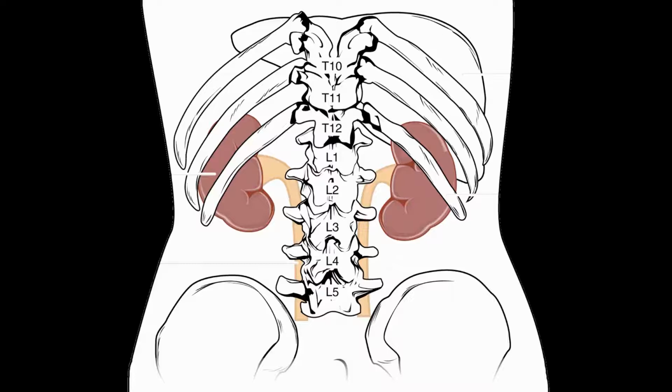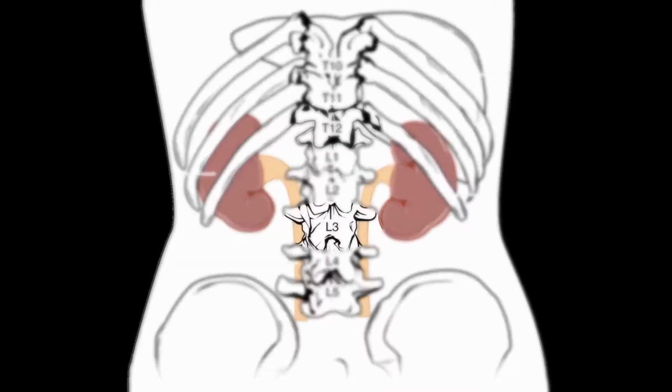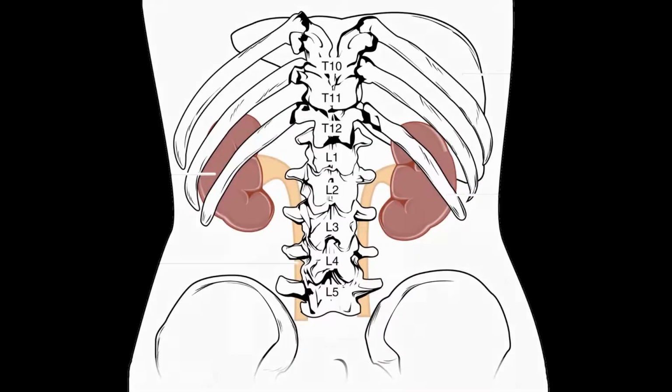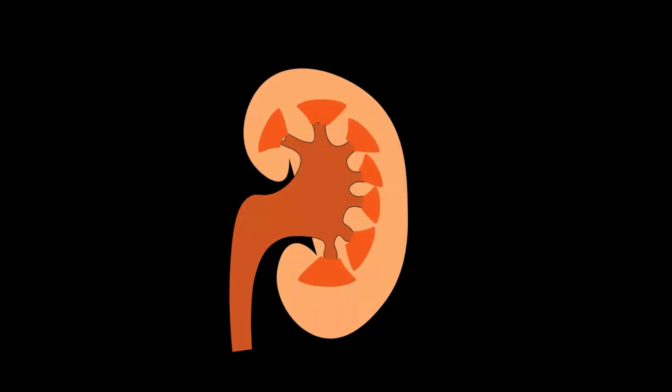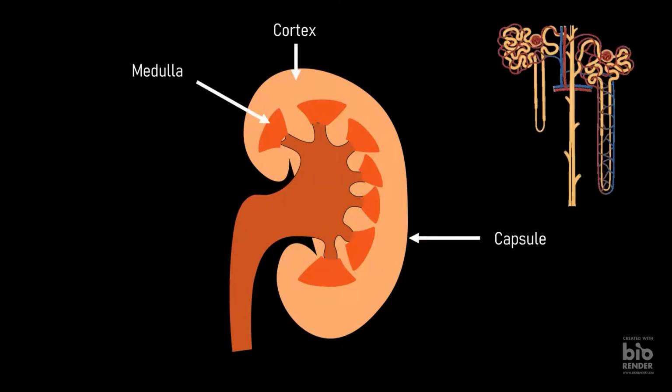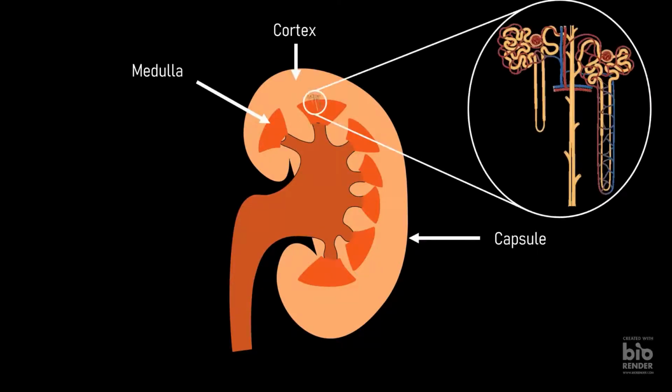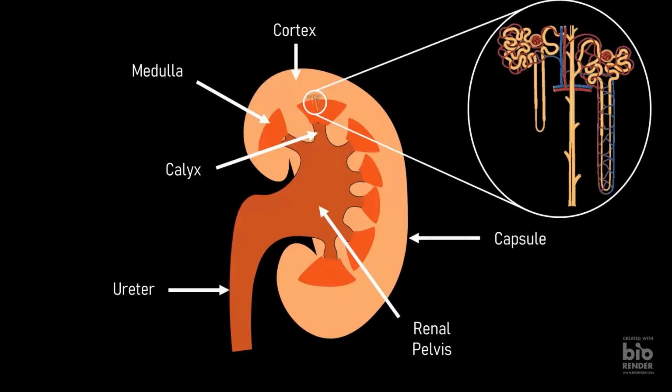They sit towards the posterior, between the 12th thoracic and 3rd lumbar vertebrae, and weigh around 150 grams. Each one has a capsule holding it together, and 2 layers of the cortex and the medulla. The nephrons, the kidney's functional units, sit across both the cortex and the medulla, and dump their filtrate through the calyx to the pelvis, where it's carried by the ureters to the bladder.